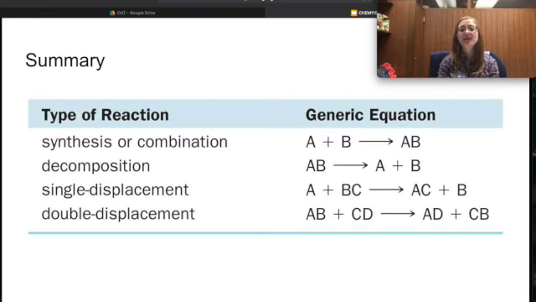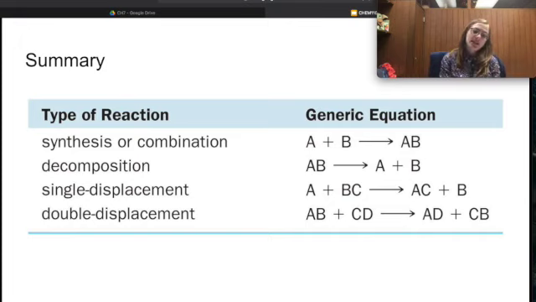So here it is a little bit pictorially. We're using A and B and C and D to represent different parts of a chemical formula. If we see two different chemical formulas coming together to make one new thing, that's synthesis. If we see two different parts, two different kinds of elements in our chemical formula, and then those break apart from each other, we have a decomposition reaction.